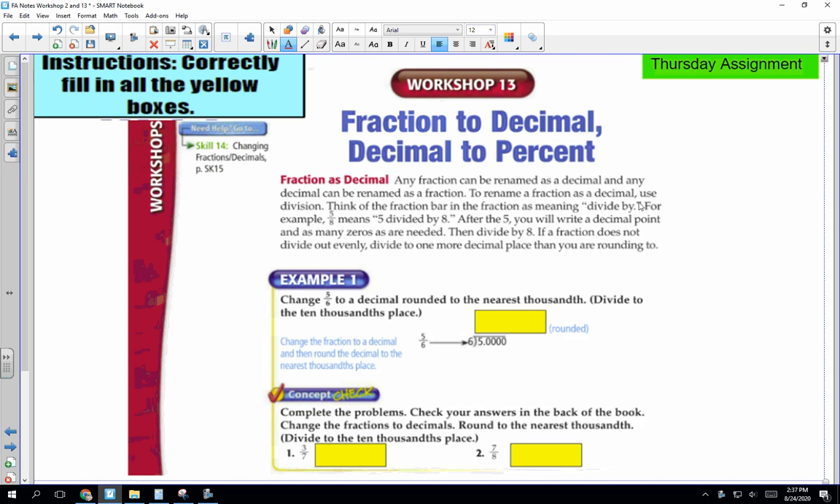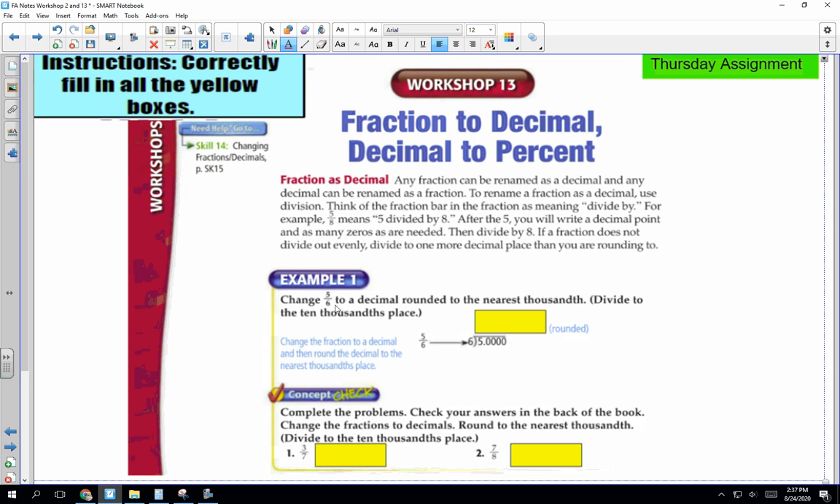To rename a fraction as a decimal, use division. This little fraction symbol, the over symbol, means divide by. So think of the fraction bar as meaning divide by. For example, 5/8 means 5 divided by 8. After the 5, you'll write a decimal point and as many zeros as are needed. Then divide by 8. If a fraction does not divide out evenly, divide to one more decimal place than you are rounding to.